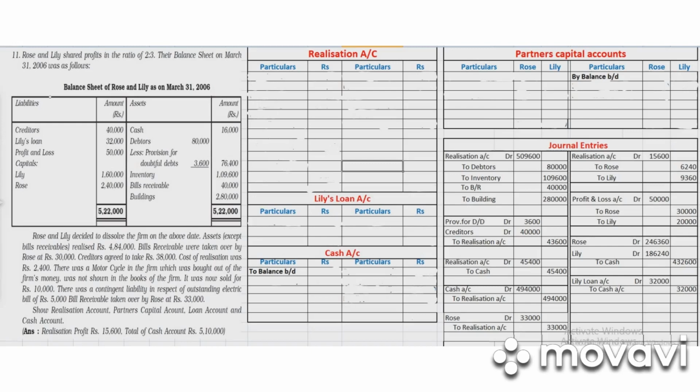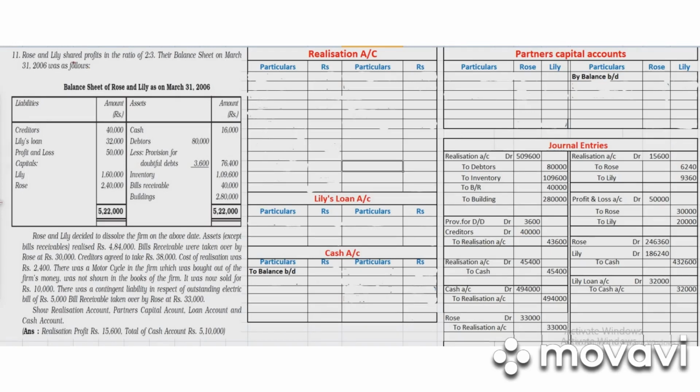Dear students, listen very carefully. First we go through the question on the screen. You can see on the left-hand side the question is given, and on the right-hand side the important ledger accounts are prepared, the format is given, and of course the journal entries are also there. Journal entries we will see later.